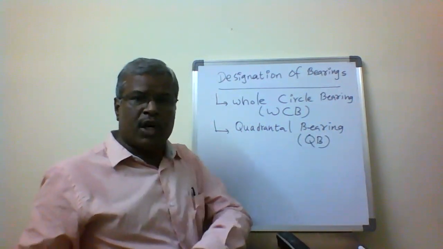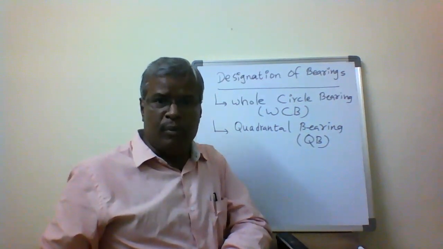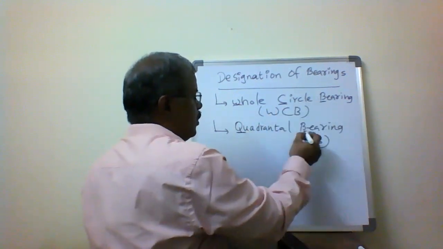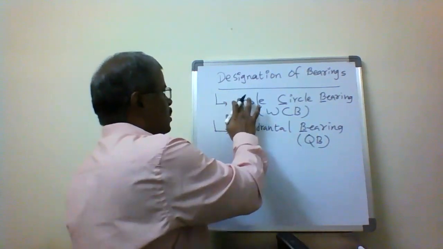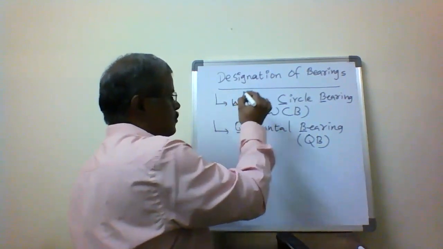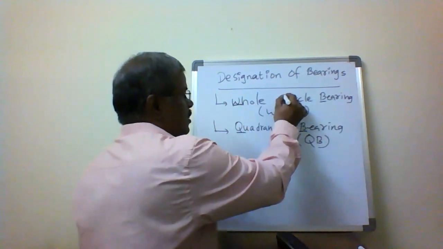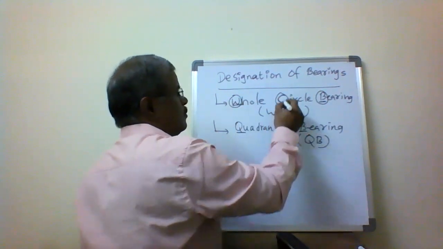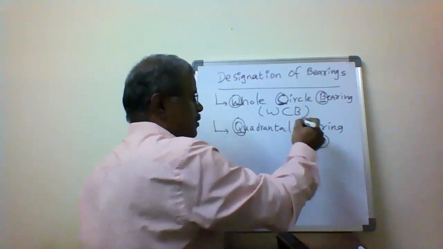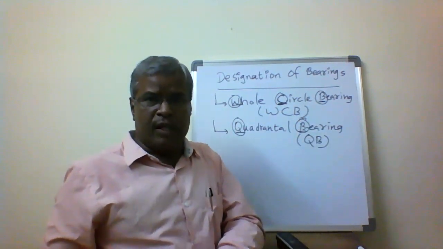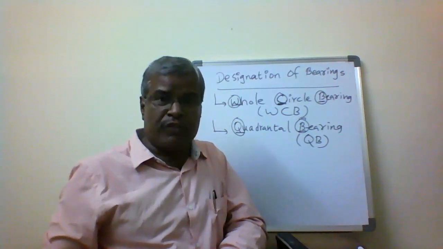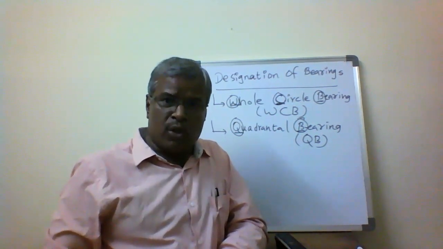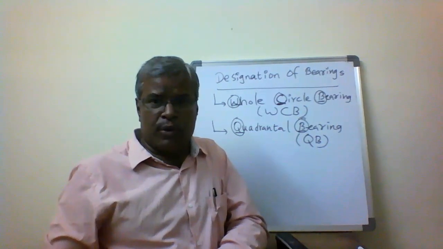So designation of the bearing means how I am able to measure the bearings. The methods available are called whole circle bearing, WCB, and quadrantal bearing, QB. So there are two methods available to measure the bearings with reference to the fixed reference point: whole circle bearing and quadrantal bearing. In what way can I measure the whole circle bearing? In what way can I use the quadrantal bearing?